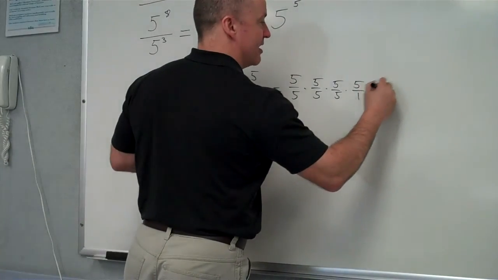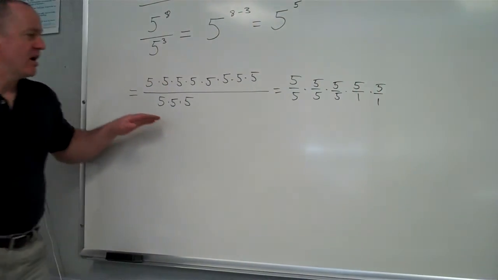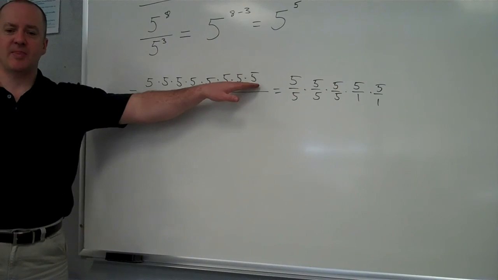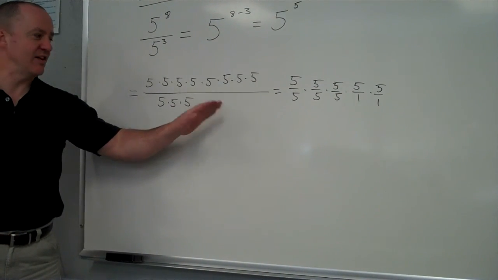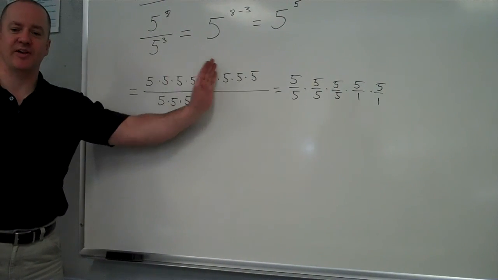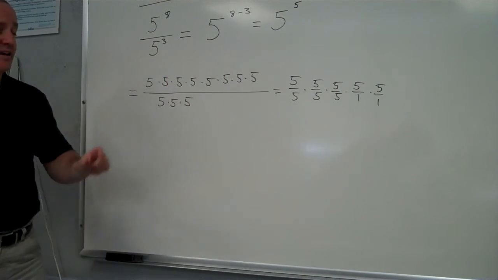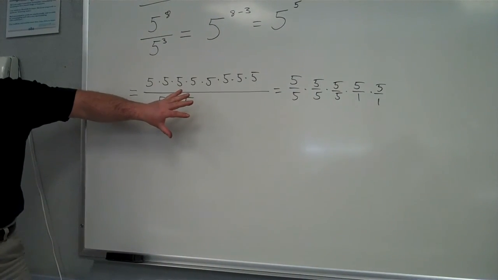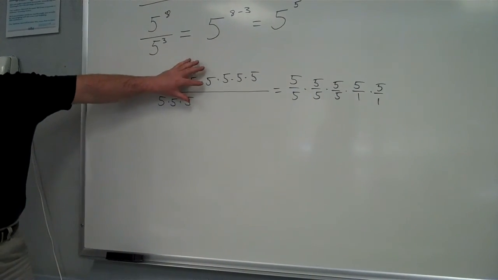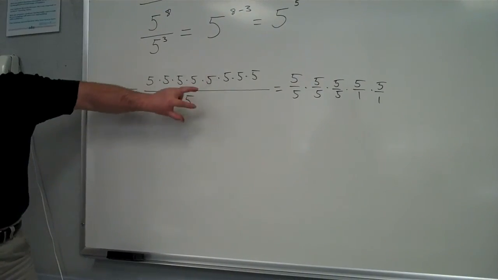Why over 1? Okay, excellent question. These leftover 5s have to be over something. Okay? These leftover 5s can't just be over nothing. And when you have a number and you want to make it into a fraction, what do you put it over? Can't divide by 0. Can't divide by 0, that's right. So I have to put it over 1.